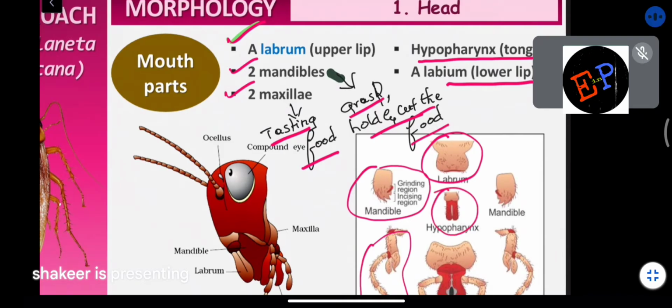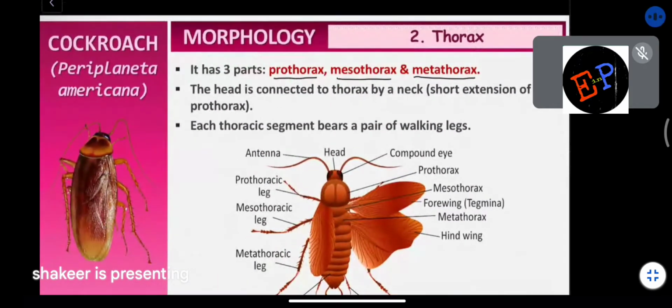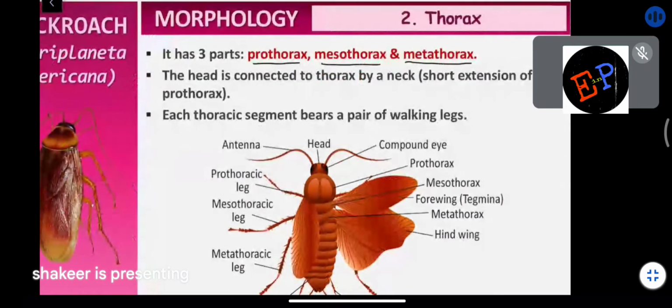And a labium, which is called a lower lip, is present here. So these are the different parts of which the head is made up. Next, coming to the thorax cavity. The thorax is again divided into three parts.